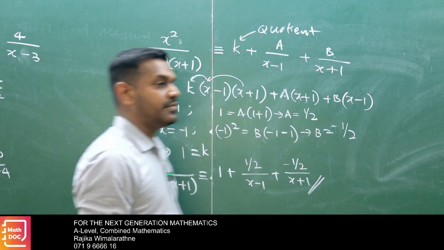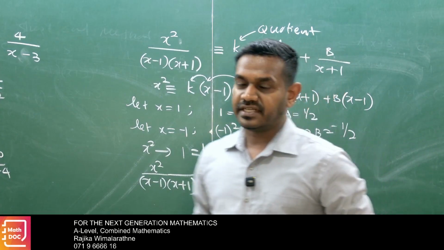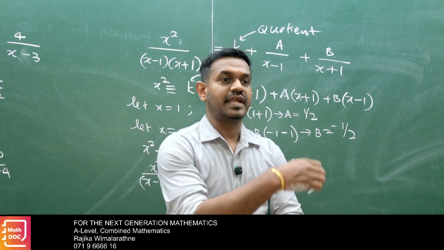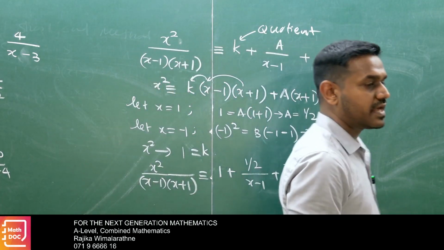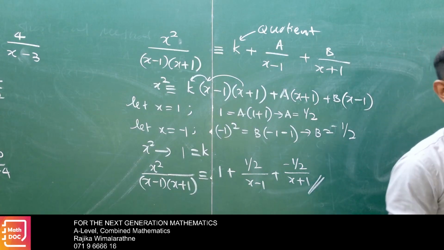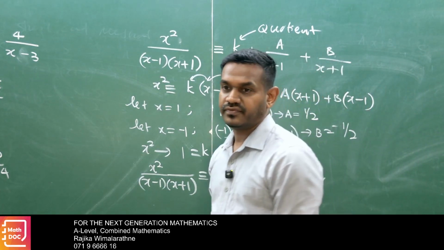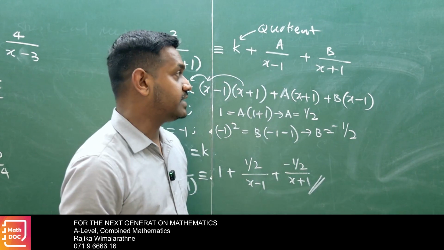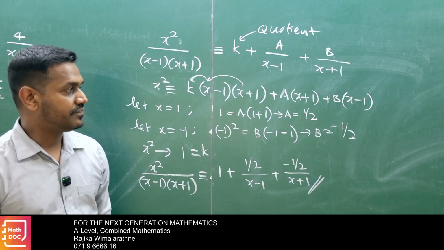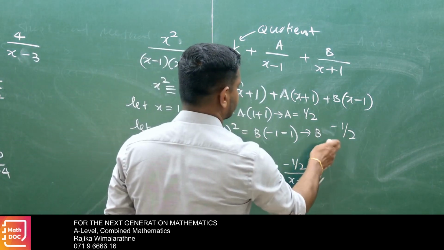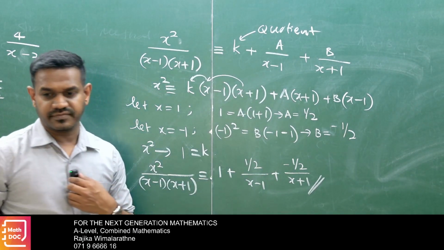Okay, now write this down with a star mark: for improper rational functions, the quotient, along with the general partial fractions. Okay, do this example. Do that.